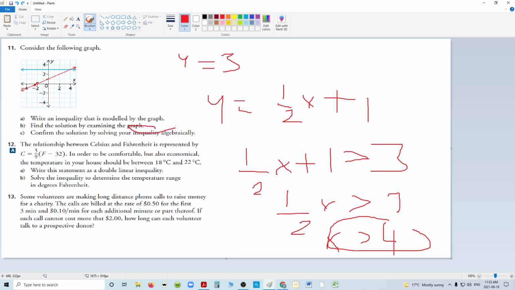Confirm the solution. Yeah, we did it. We did all of these. It depends what you're looking for, right? That's all that's saying. But you can see that the key point is right here, when x is 4. That's when they meet.